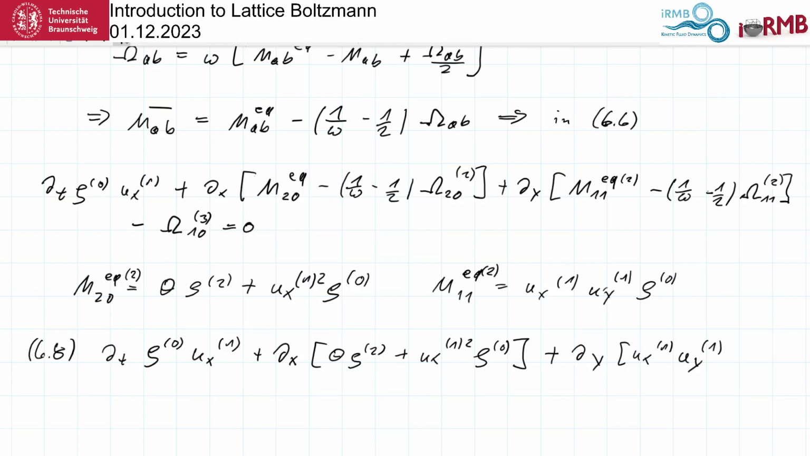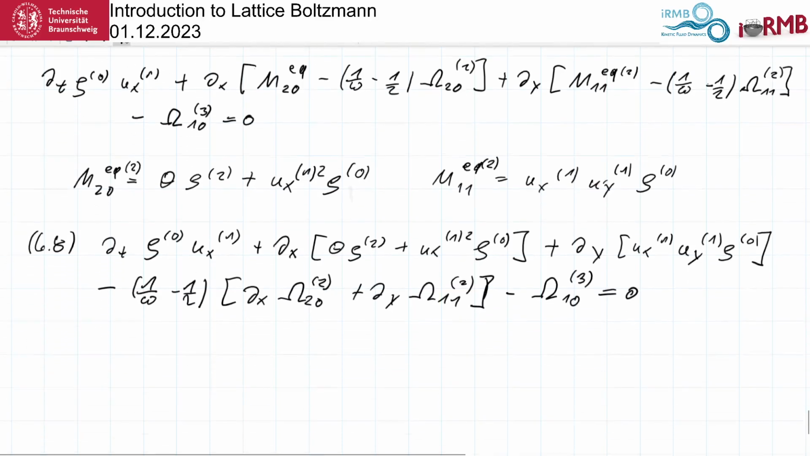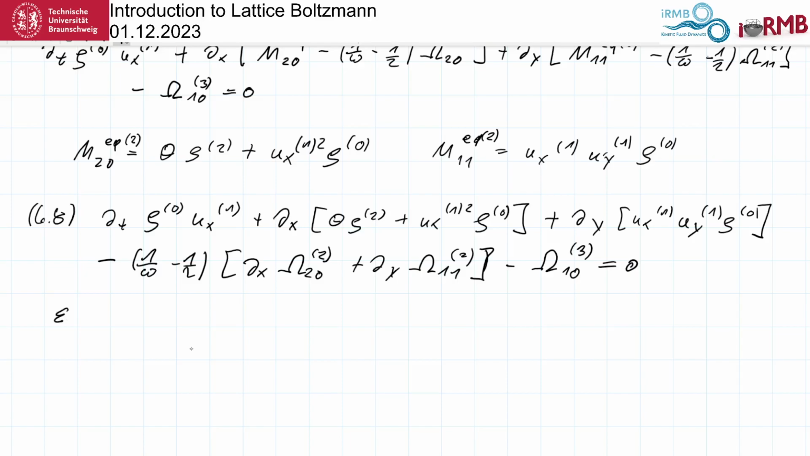uy first order rho 0, and this together with minus 1 over omega minus 1/2 into dx omega to 0 plus dy omega 1 to second order, minus this guy here still remaining, and all of this equal to 0. Now we have to do, sorry for taking the overtime, we have to determine what these guys are, yeah?